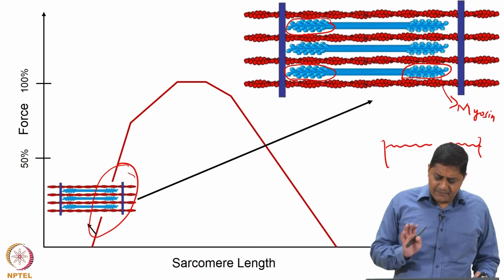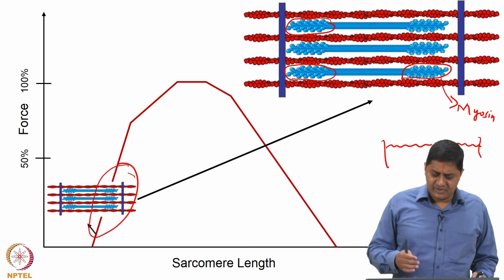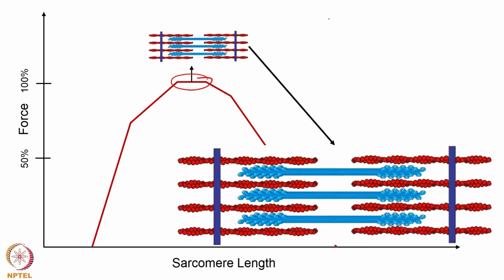So, some other phenomena other than just actin overlap are involved, but at the maximum force level what happens is that there is maximum overlap of actin and myosin filaments. This causes maximum interaction of actin and myosin, thus producing a maximal force. So, that is the 100% force. As I said earlier, this is the normalized force. How is this normalized? This is the force produced divided by the maximum possible force produced, right.